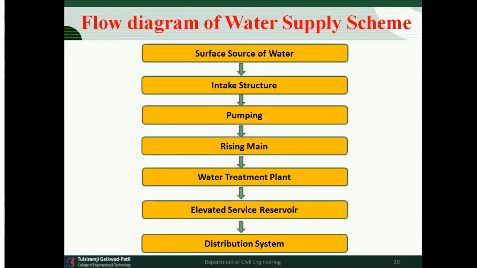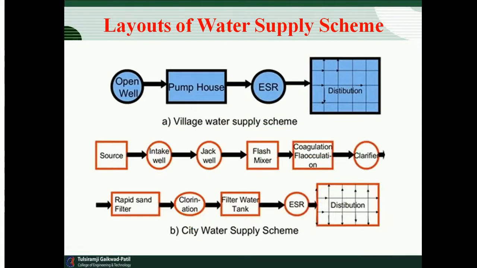This is the flow diagram of a particular water supply scheme. It begins with the surface source of water. The water is taken through the intake structure. With the help of pumps and rising main, water is sent forward towards the water treatment plant. After proper treatment, water is stored in the elevated service reservoir, and after that it is distributed through the distribution system to the population.